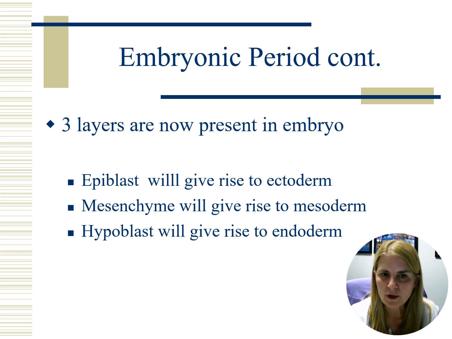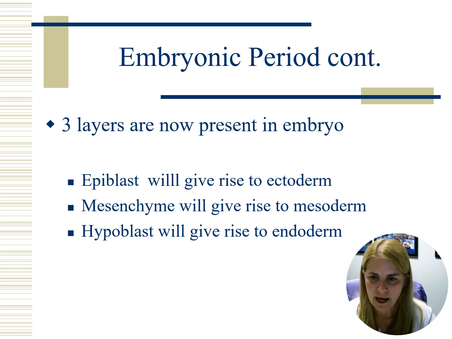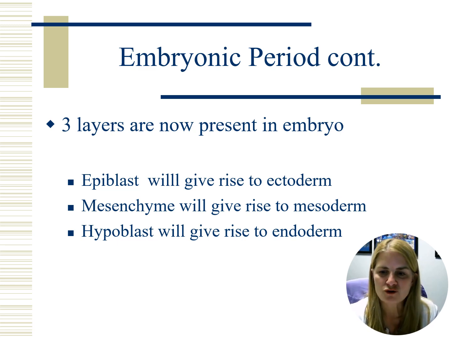Once we have those three layers that are now present in the embryo, it is going to be a trilaminar disc. The epiblast giving rise to ectoderm, the hypoblast giving rise to endoderm, the mesenchyme that was created from the induction of the epiblast touching the hypoblast and adding in some neural crest cells there will give rise to mesoderm.